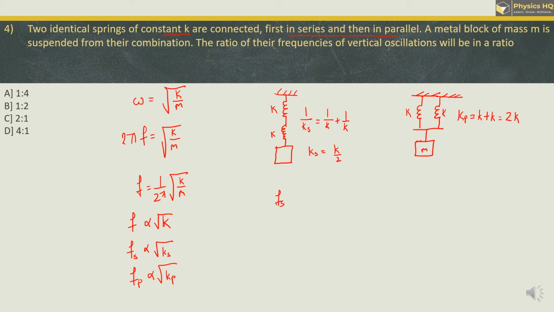So what we can do is we can write Fs upon Fp is equal to root of Ks upon Kp, which is equal to root of Ks we got as K by 2 and Kp we got as 2K. So this K and K will get cancelled, and what we will be left with is 1 by 4, and after solving this you will get 1 by 2. So the ratio that we got is 1 by 2, and the correct option is option B. Let us go ahead to the next MCQ.